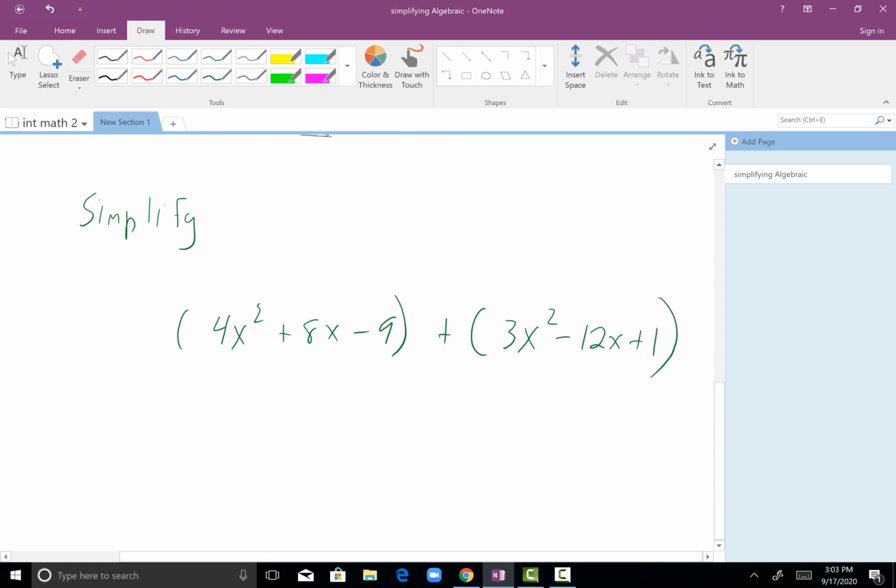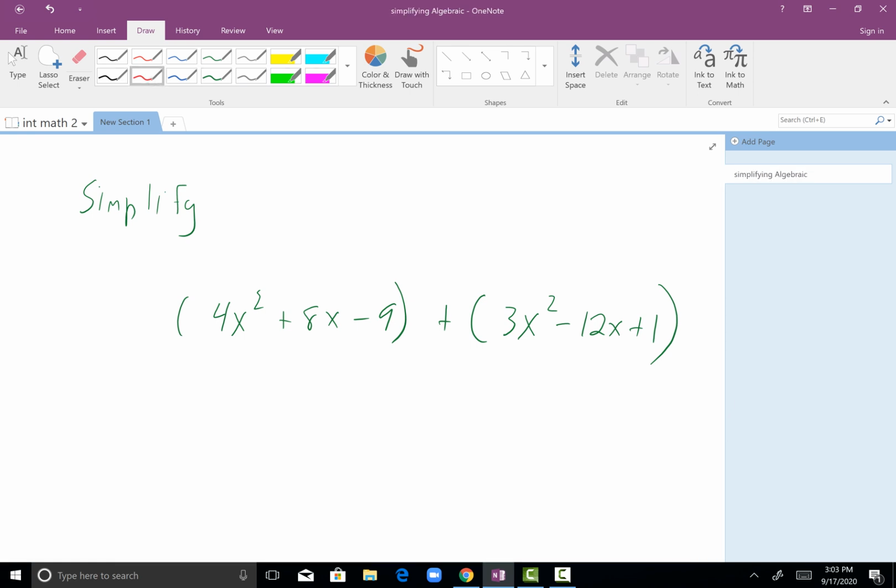So we want to combine our like terms. What are our like terms? This is a 4x squared. This is a 3x squared. This is a plus. So we're going to combine those. There we go. All right, that's all we got to do with that one. Now let's see what else we got here. I got an 8x. I got a negative 12x. We're going to combine those. So 8 minus 12 gives me a negative 4x.